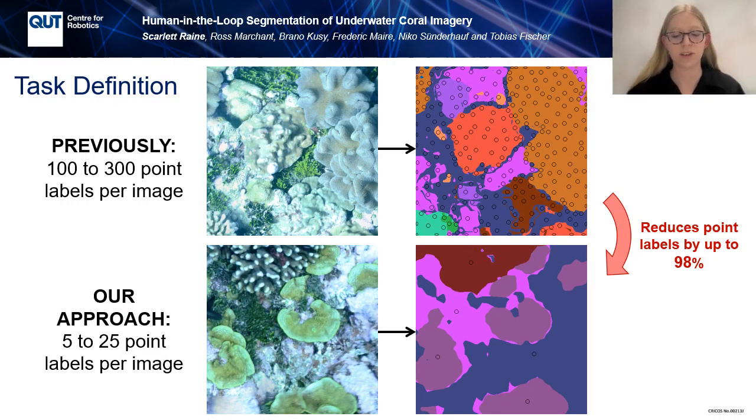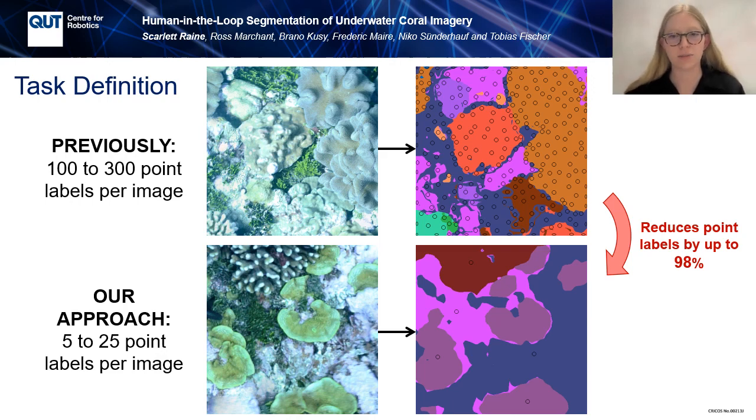Approaches have used superpixels based on either colour or deep CNN features to perform point label propagation. However, these approaches were designed for 100 to 300 point labels per image. In this paper, we are interested in the extremely sparse label setting, in which we have only 5 to 25 point labels per image. When only 5 points are available per image, this means a reduction of the labels by up to 98%.